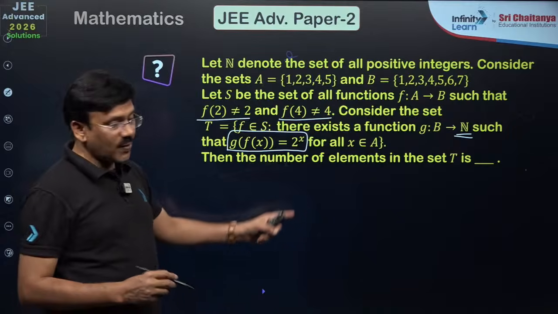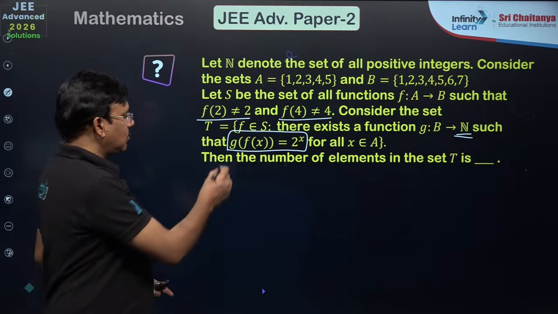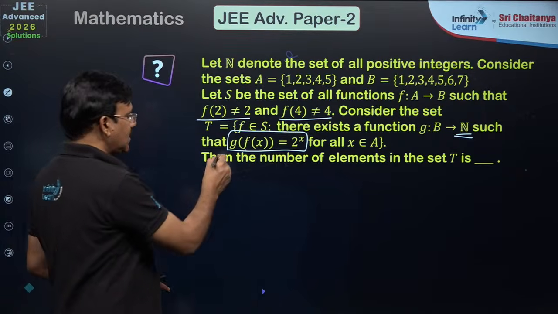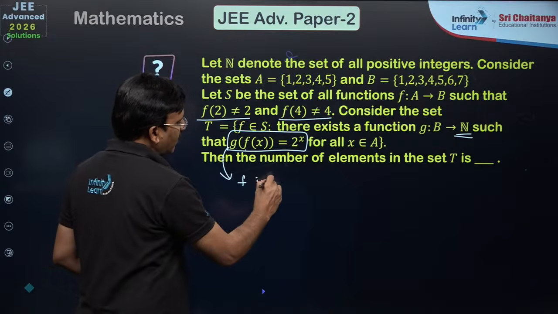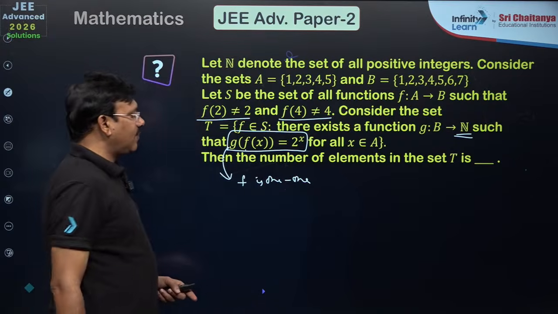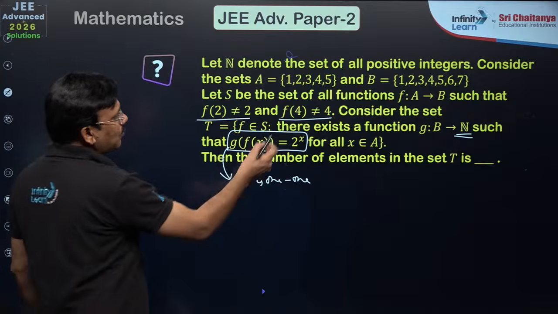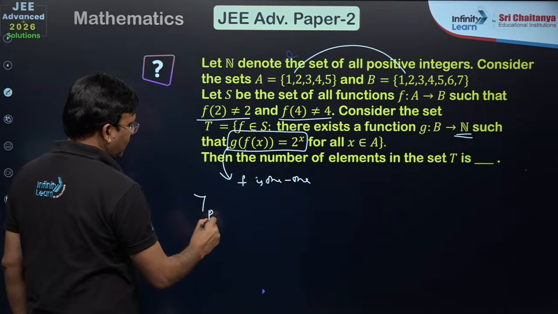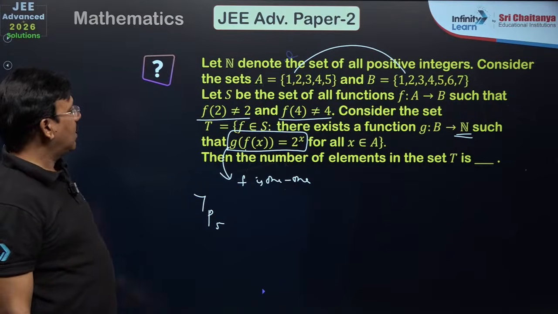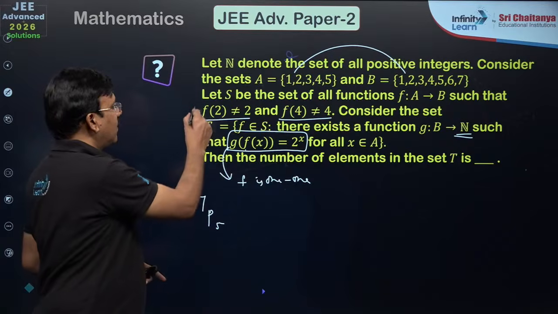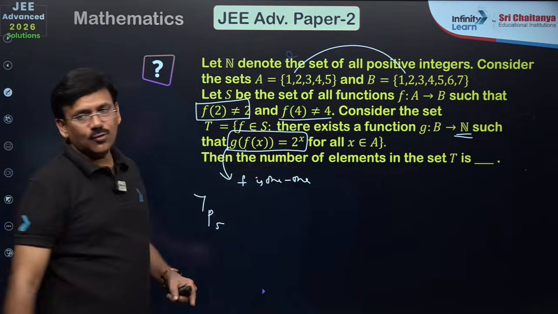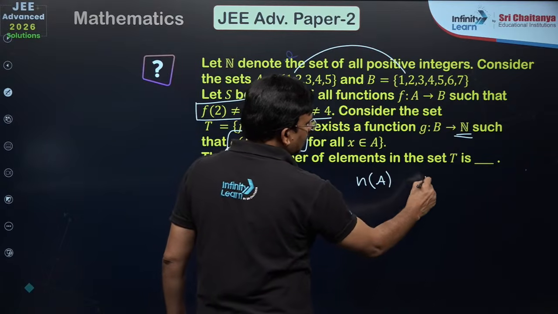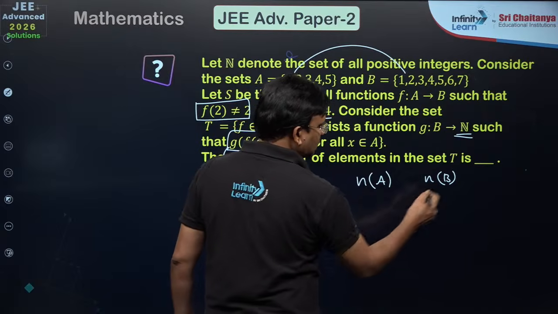Interesting point is, 2 power x is a 1-1 function. So g circle f is 1-1 means f is 1-1. So I have to take this implies f is 1-1. If f is 1-1, my dear friends, then the number of 1-1 functions from A to B is 7P5. But the point is, I shouldn't take those 1-1 functions where 2 is mapped to 2 and 4 is mapped to 4. So I mean to say 2 mapped to 2, let it be A, 4 mapped to 4, let it be B, such 1-1 functions.